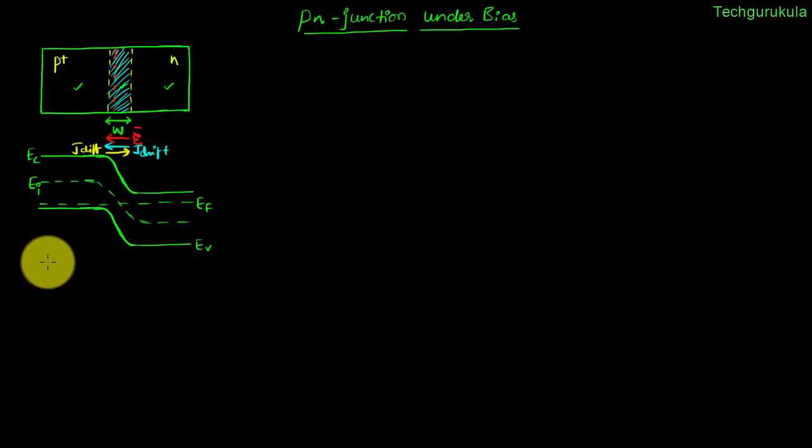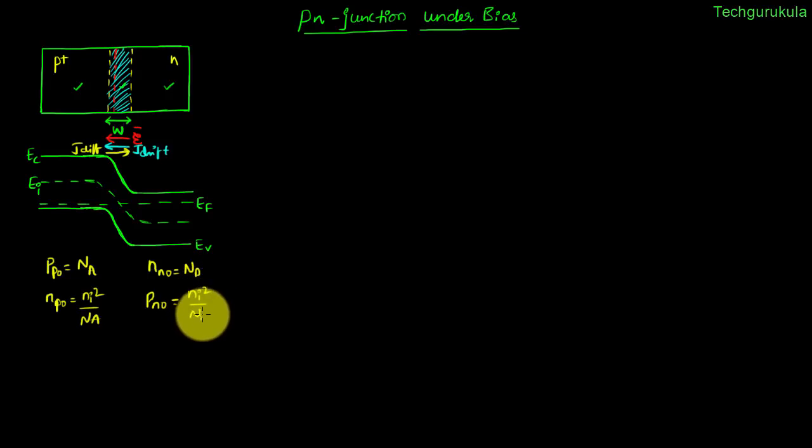In the neutral P region, the hole concentration Pp naught, the majority carrier concentration, is given by Na, which is the doping concentration itself, and the minority carrier concentration Np naught is given by Ni square over Na. And on neutral N side, we have the electron concentration Nn naught, the majority carrier concentration given by Nd. Nd is doping concentration, and the minority carrier concentration Pn naught is given by Ni square over Nd.